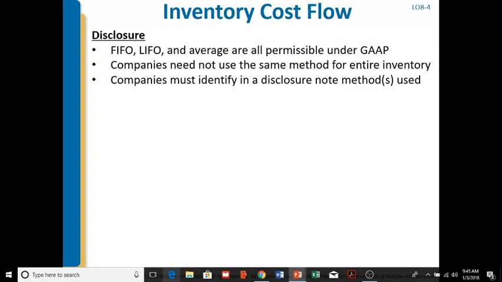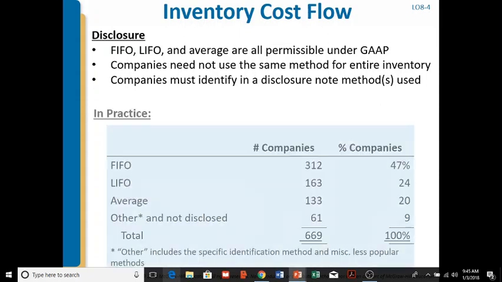And so as far as disclosures, what do you have to disclose? Well, you have to disclose your methods. All these are permissible under GAAP. Companies, like I said, need not use the same method for the entire inventory. And they must identify in their disclosure notes the methods used. Note that a large number of companies use FIFO over these other types of methods.